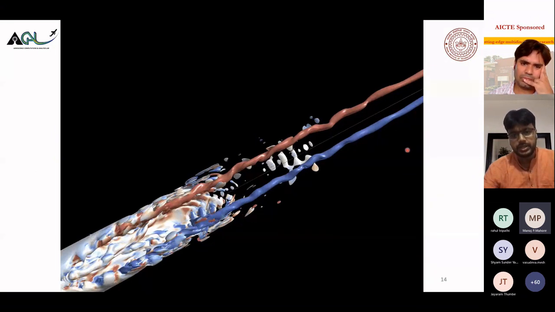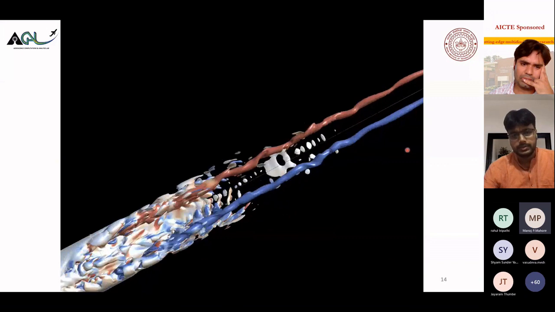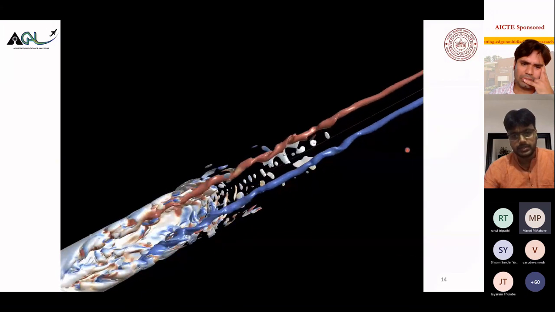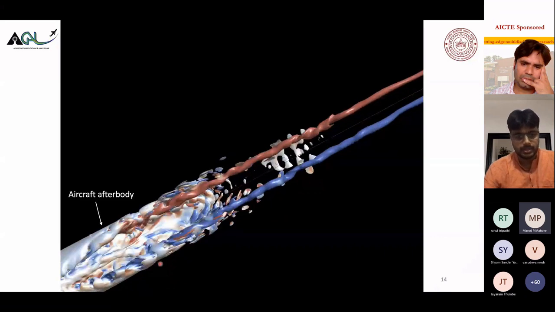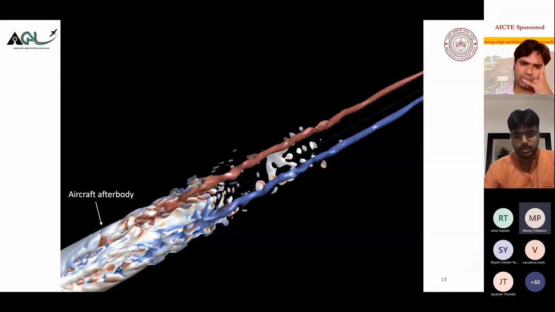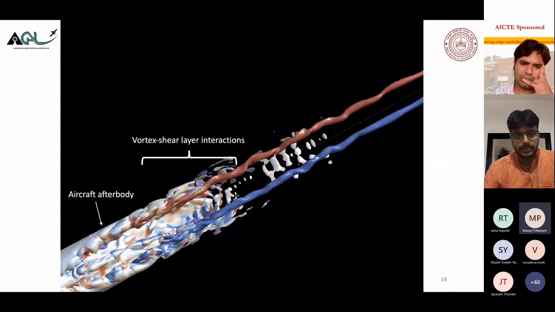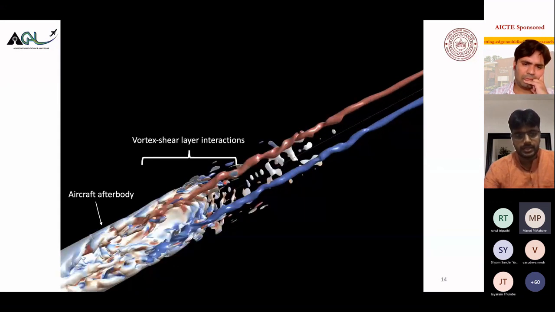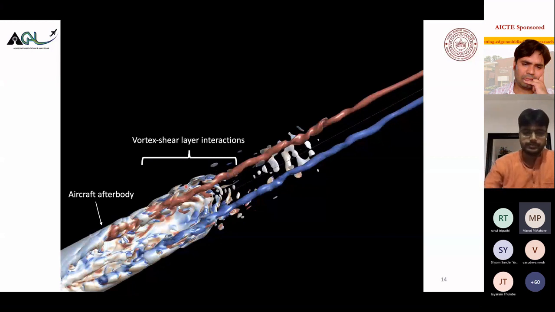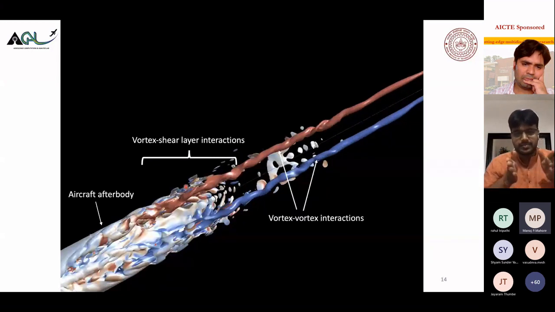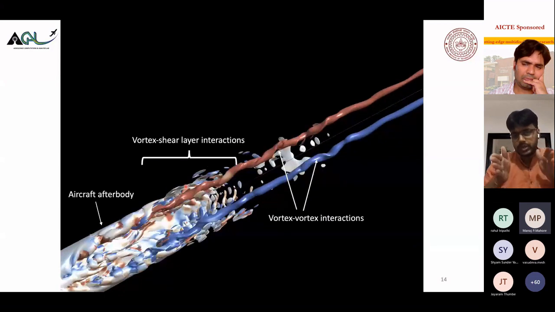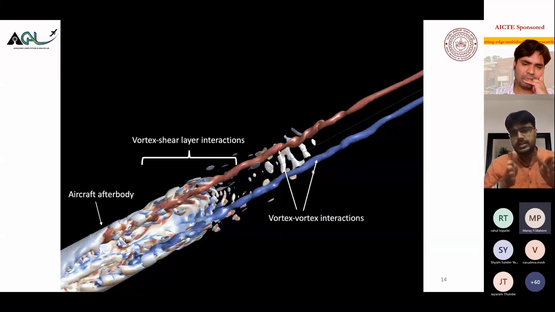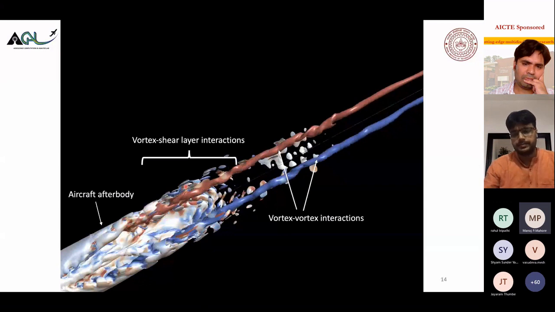If you look at the video of this instantaneous flow, this is how the instantaneous flow will look. These two vortices will look like this. This is the aircraft afterbody, and then we will have interaction between the vortex and the shear layer. These vortices will interact with the shear layer which is coming from the top. There will be interactions between the vortices as well. There are two vortices side by side. They are counter-rotating, and they will basically interact with each other.